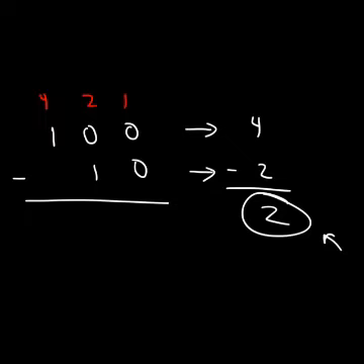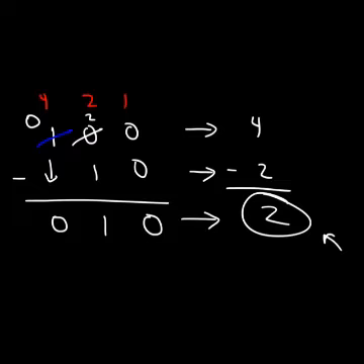Starting with the first column, 0 minus 0 is 0. Now, 0 minus 1, we can't do that, so we need to borrow a 1. So that's going to disappear. That's going to change to 0, and this becomes a 2. 2 minus 1 is 1. And you could bring the 0 down if you want to. 0, 1, 0 has the decimal equivalent of 2, so this answer is correct.